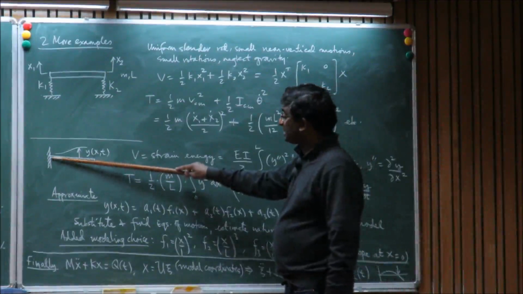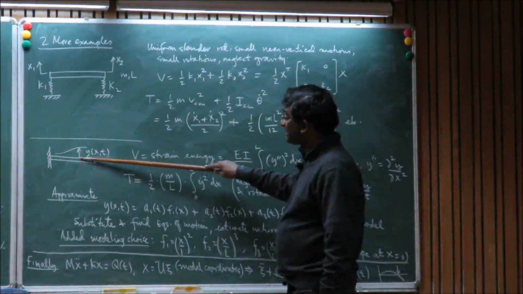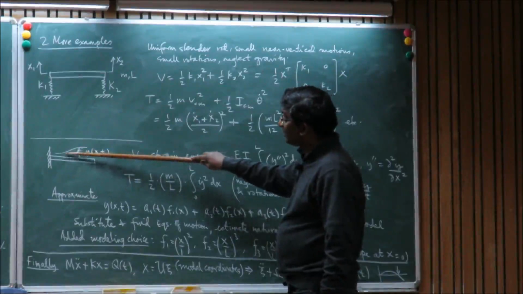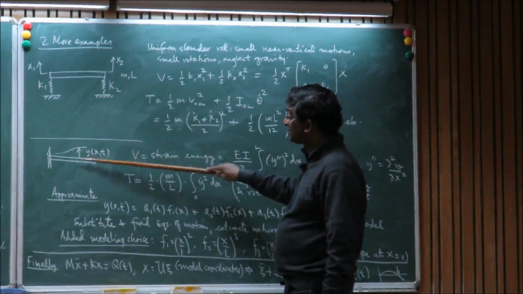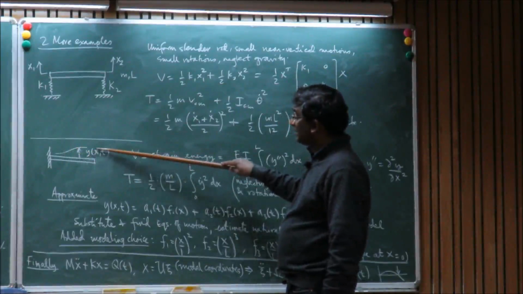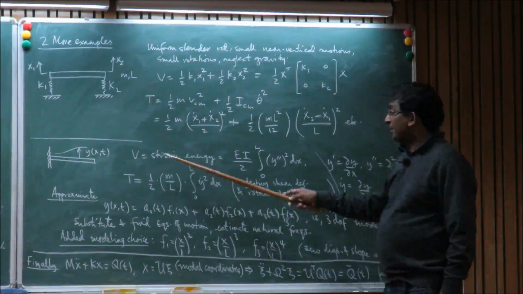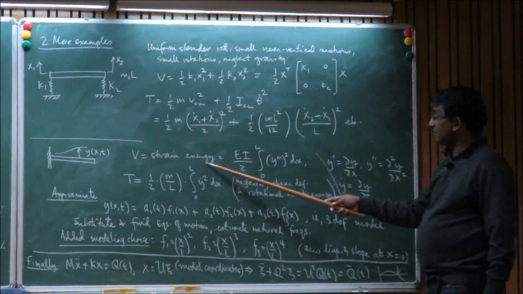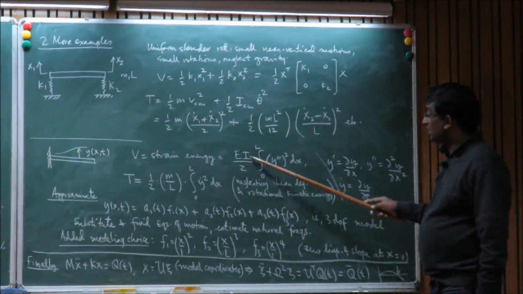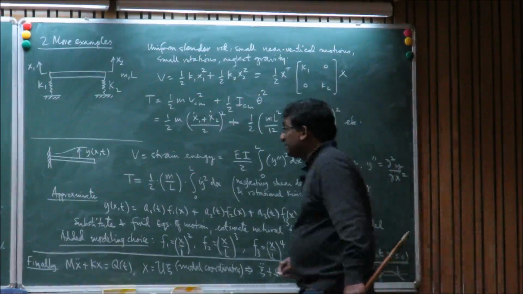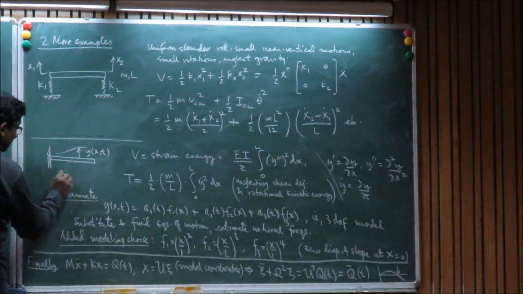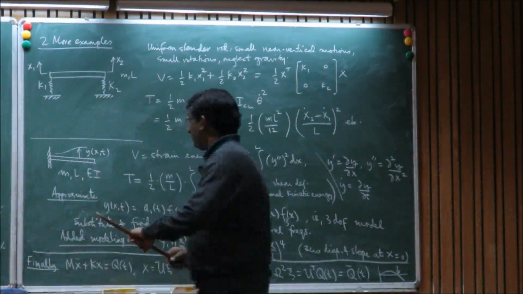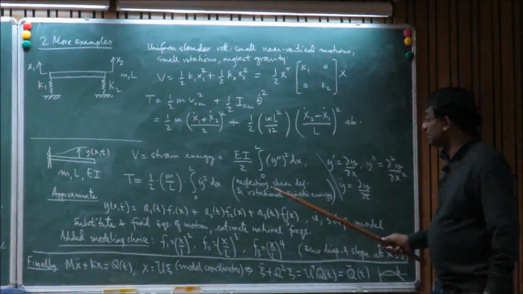Second example, here is a cantilever beam. The displacement of different points along the beam at different instants of time are all different. So this displacement y over here is a function of x and t. Potential energy is the strain energy. We are neglecting gravity in this example as well. So that is EI by 2. I should write what these parameters are. So let me write here M, L and EI for mass, length and bending modulus.